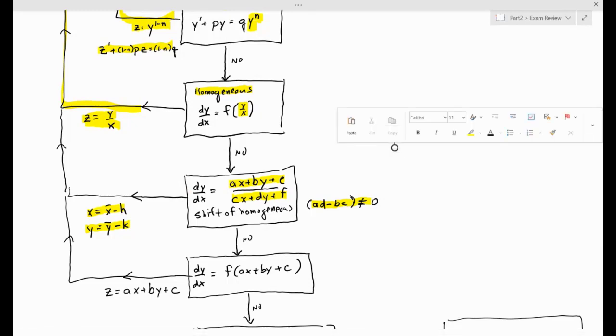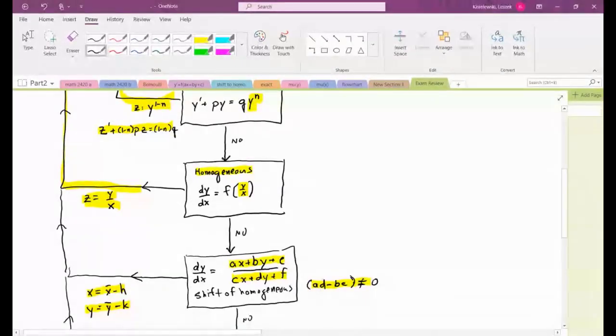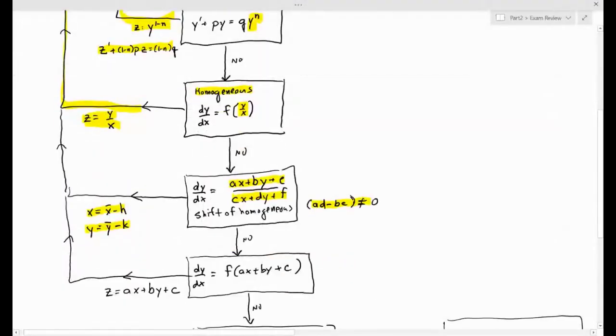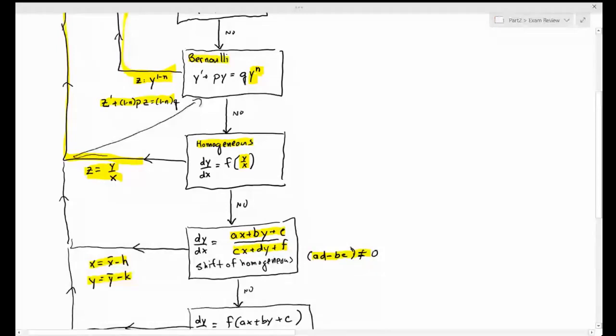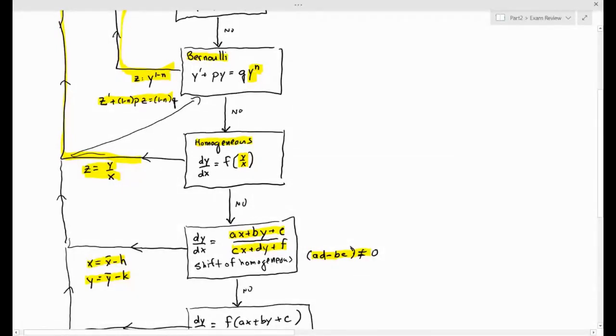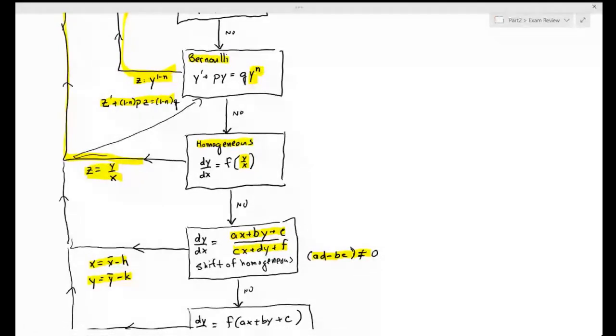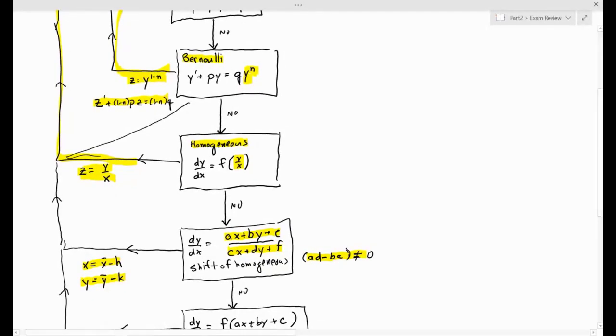Okay, so I should have gone like this, homogeneous, right? But then you've got to do another change of variable to make it separable.